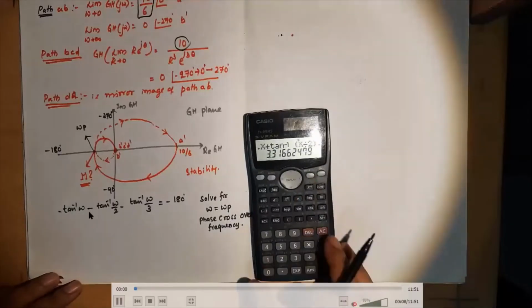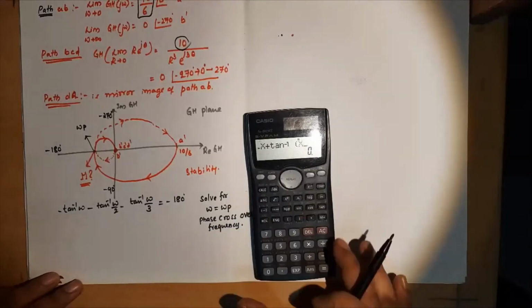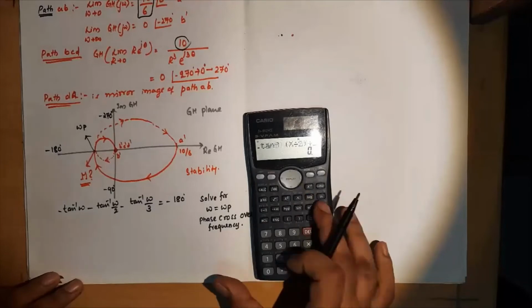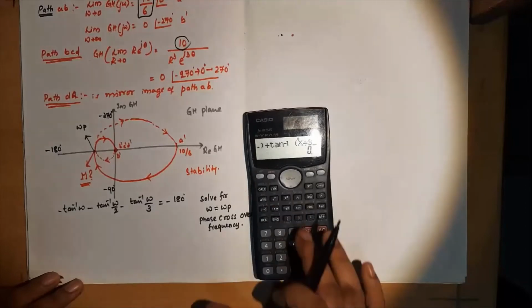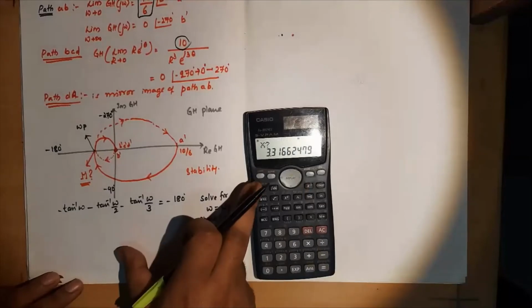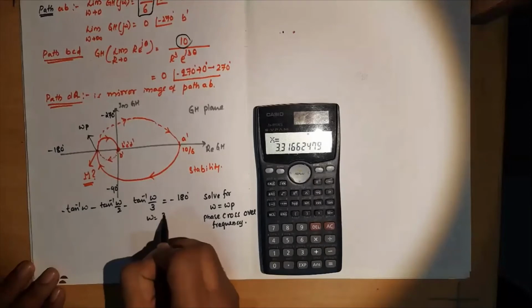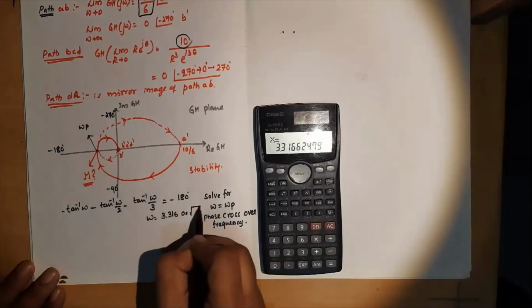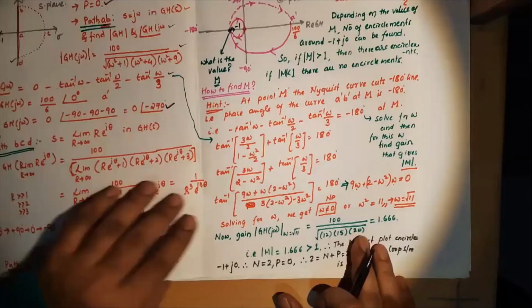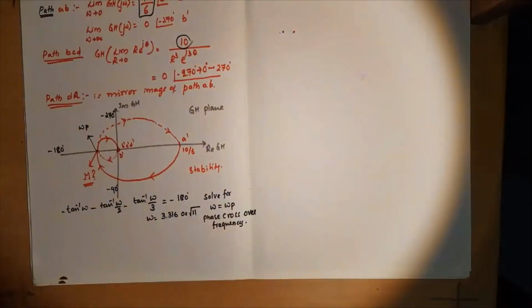Instead of solving this lengthy expression, I will use a shortcut method. I will type the equation as it is: tan inverse x plus tan inverse x by 2 plus tan inverse x by 3 equal to 180. Then press shift, calc, shift, calc again, and we get omega equal to 3.316, which is nothing but square root of 11, approximately.